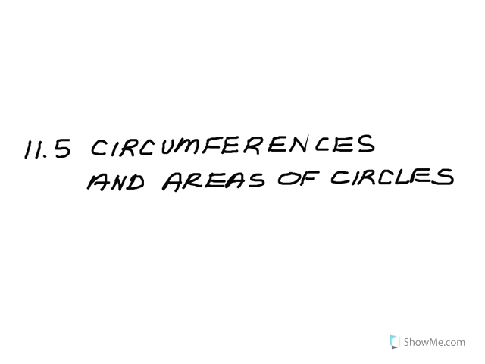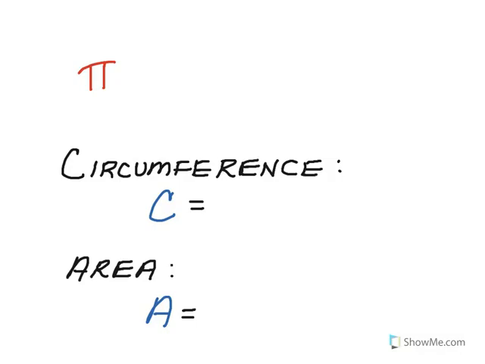Lesson 11.5 is about circumferences and areas of circles. First of all, you're used to dealing with the irrational number pi when you find the circumference and areas of circles. You know what pi is approximately, but pi is actually an irrational number. It can't be captured exactly as a decimal value or as a fraction, but we can approximate it really close. What pi represents is the ratio of the circumference of a circle divided by the circle's diameter.